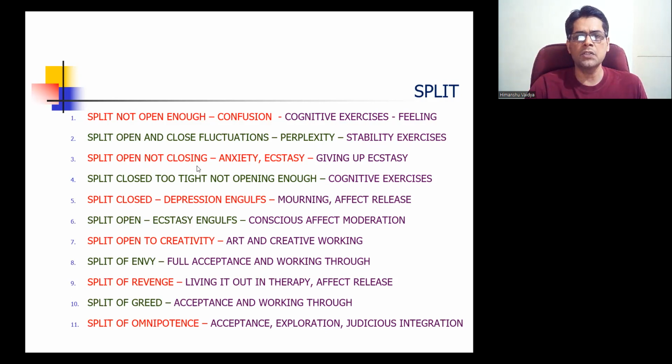Split open, not closing. This is the classical example of the Kleinian split. This is how Klein explains it. This is what most people understand. The split open, not closing. Obviously, it's a pathological situation, and we have anxiety on one hand and ecstasy on the other. And one of the very important elements is how to give up that ecstasy. Anxiety, everybody wants to give up. Few people realize that most of us are not ready to give up ecstasy and omnipotence, and therefore the split does not close.